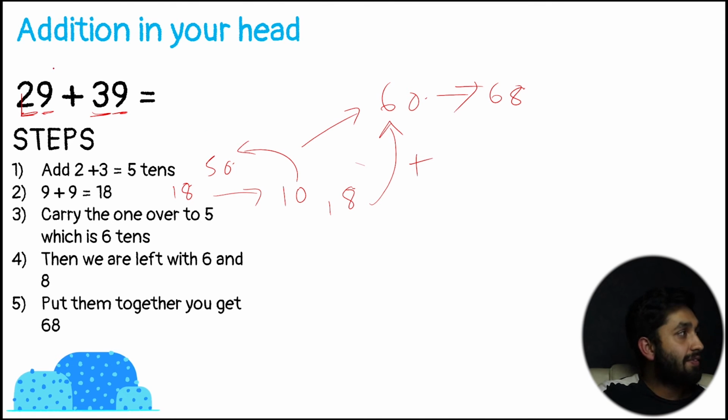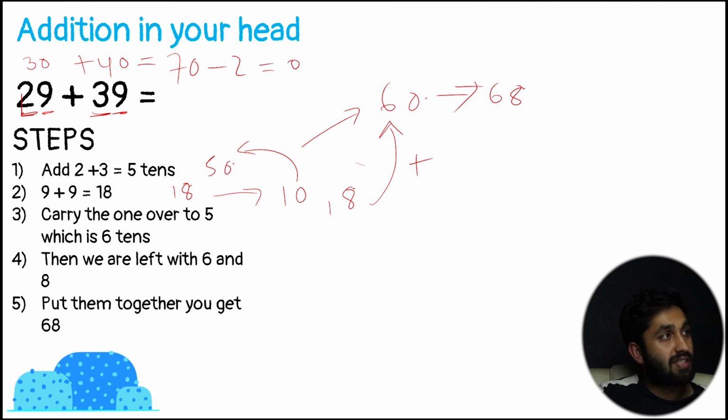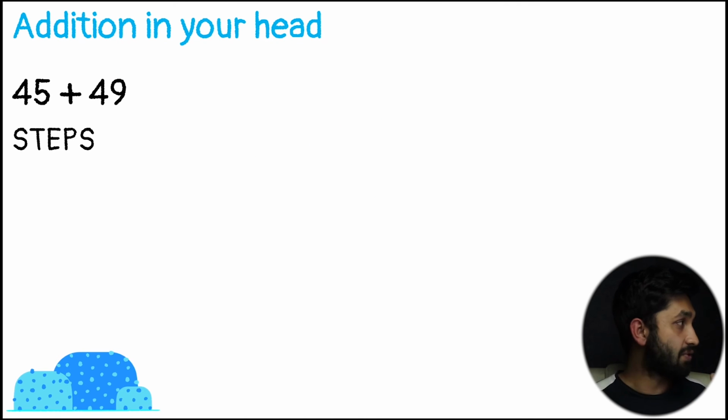Now, that was one way. The other way is, if you notice, 29 and 39, if you add 1 to each of them, it will go up to a nice and round number. So 29 will go up to 30 and 39 will go up to 40. 30 plus 40 equals 70, and then 70 minus the 2, the 2 that you added on at the start, and that will give you 68 as well. So that is a lot quicker, but you have to recognize which is the quickest way of attempting to calculate this.